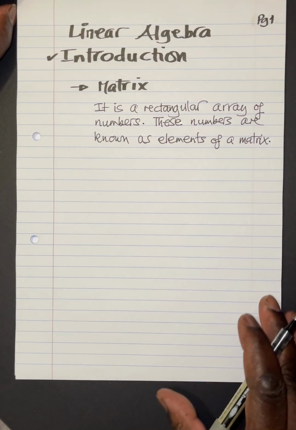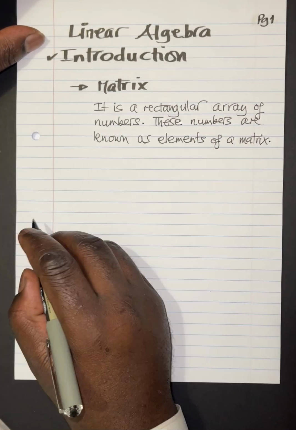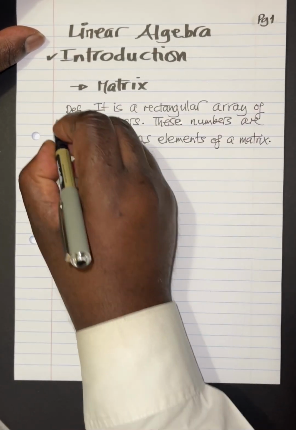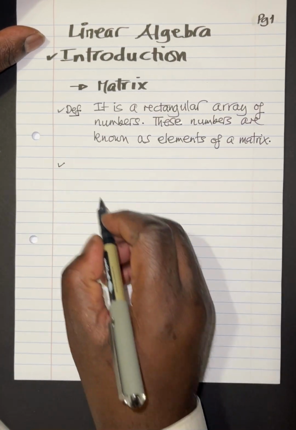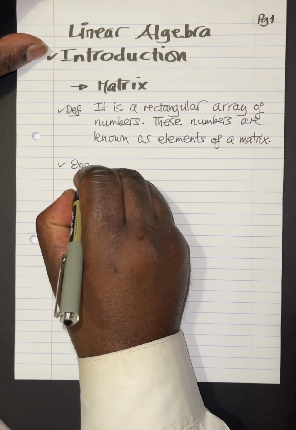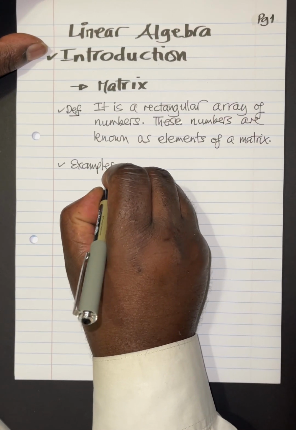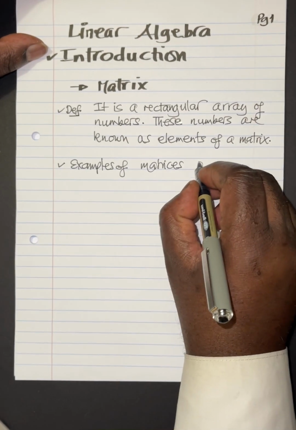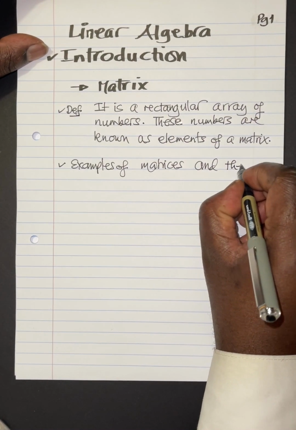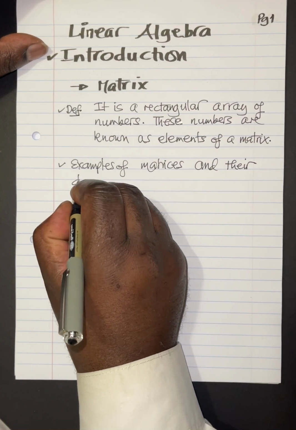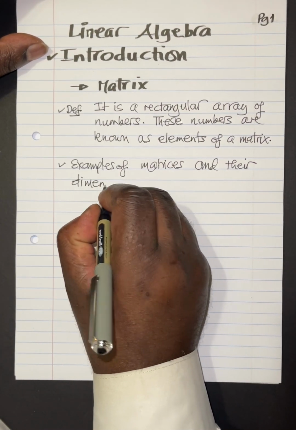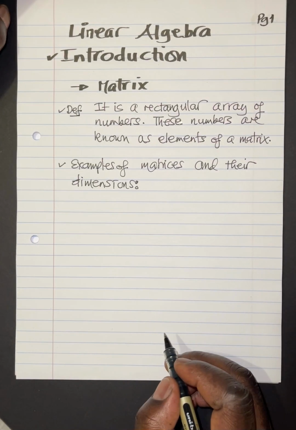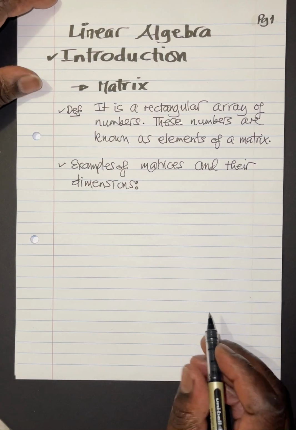I want to start by looking at examples. After our definition, which I've just given, let's look at examples of matrices and their dimensions. Right. Let's look at number one.